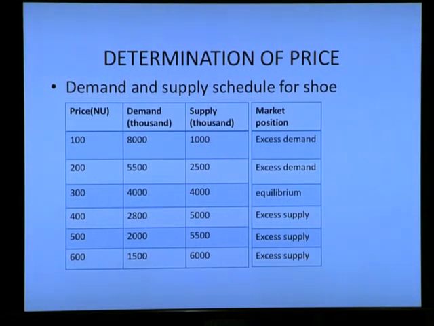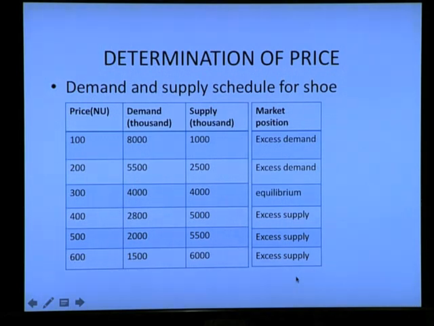Now let's look into the market position. At Nultrum 300, the market position is equilibrium, which means at Nultrum 300, the demand is equal to supply. And at lower prices, that is 200 and 100, you can see there is excess demand. And at higher prices, at Nultrum 400, 500 and 600, you will see there is a situation of excess supply.